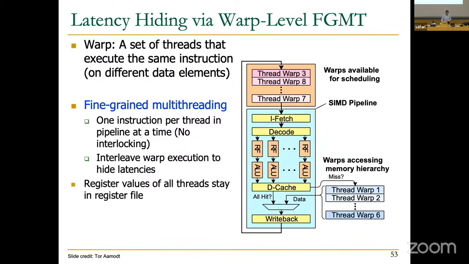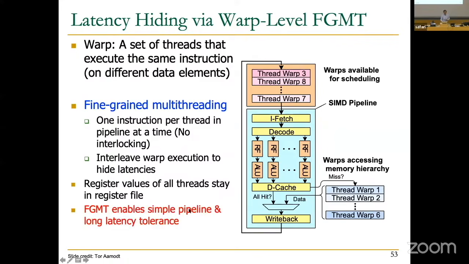And that hides the latencies. So you may have millions of warps, you may have, I don't know, a 10-stage pipeline, and you keep the pipeline busy all the time. You can actually make the pipeline even deeper, as we have seen with vector processing. You can have very deep pipelines. So register values of all threads stay in the register file. We're going to talk about that. It's actually partitioned, like we have seen in vector processing.